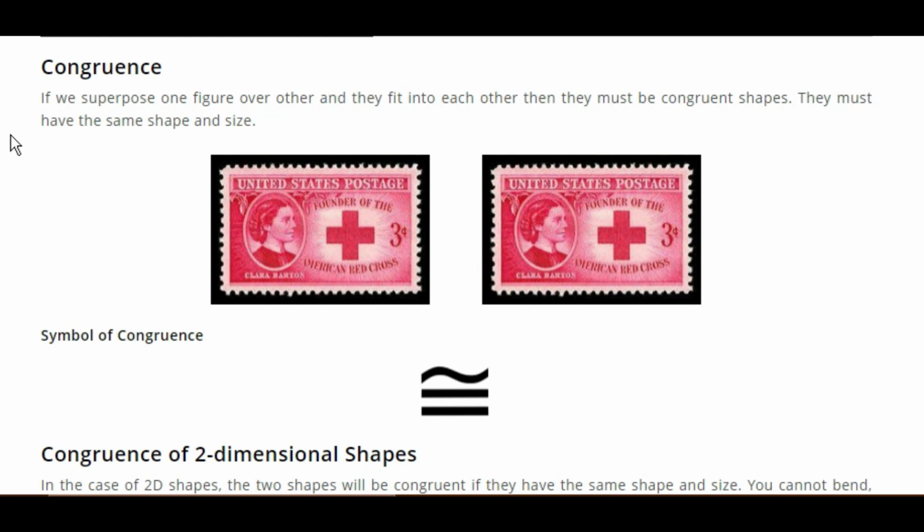What is the meaning of superpose? Superpose means if we place one figure onto the other, and each corner of the first covers the corner of the second, that means the figure is congruent. Here you can see the symbol of congruent: an equals to sign, and upon this there is a similar sign. Together they form the symbol of congruence.